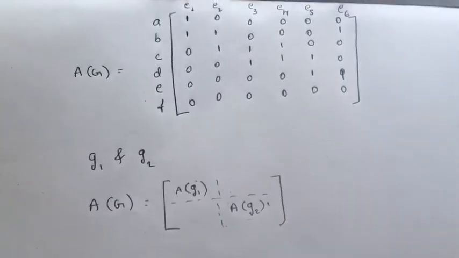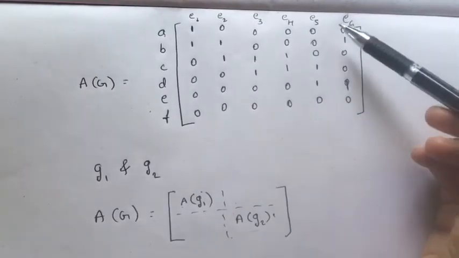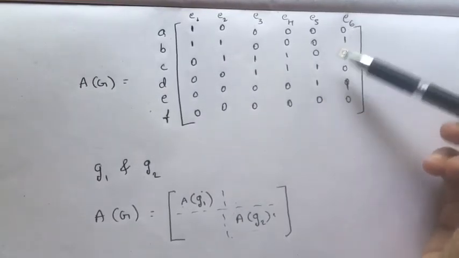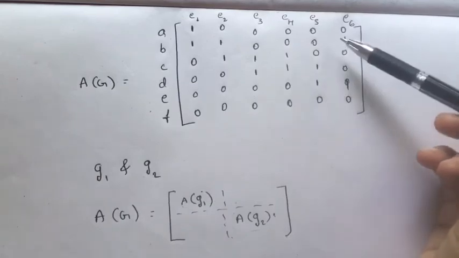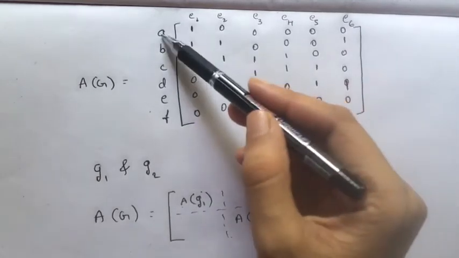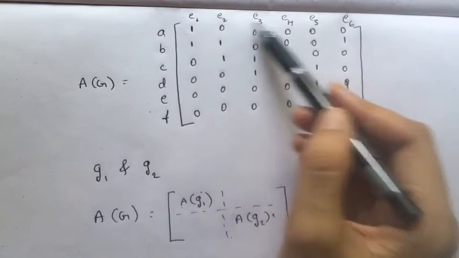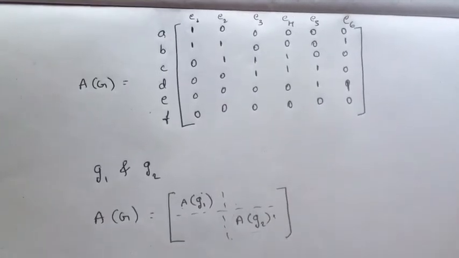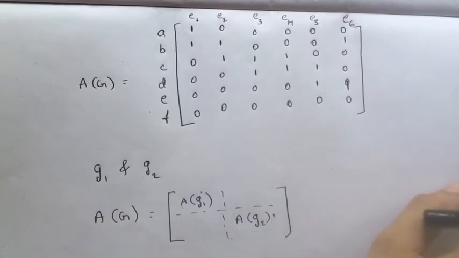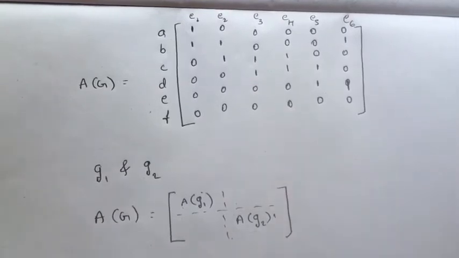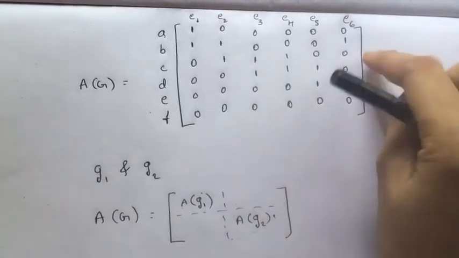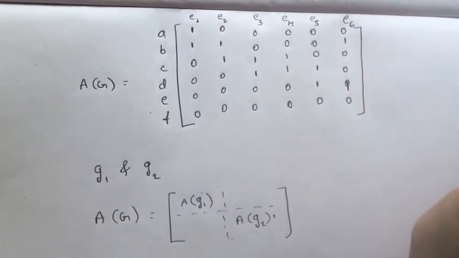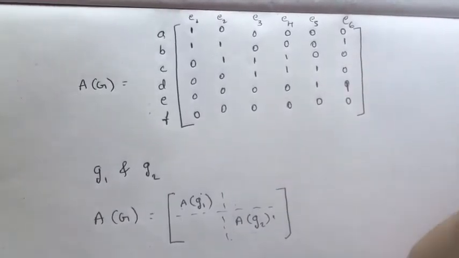And if I take a permutation of any two rows or any two columns in an incidence matrix, that simply corresponds to relabeling of vertices and edges in that graph. And if two graphs, G1 and G2, are isomorphic, then their incidence matrices differ only by the permutation of rows and columns.